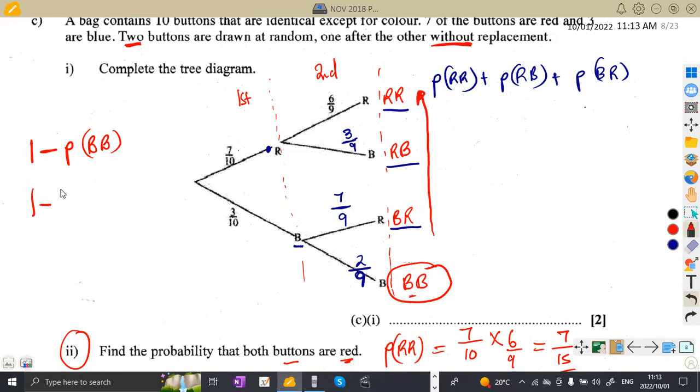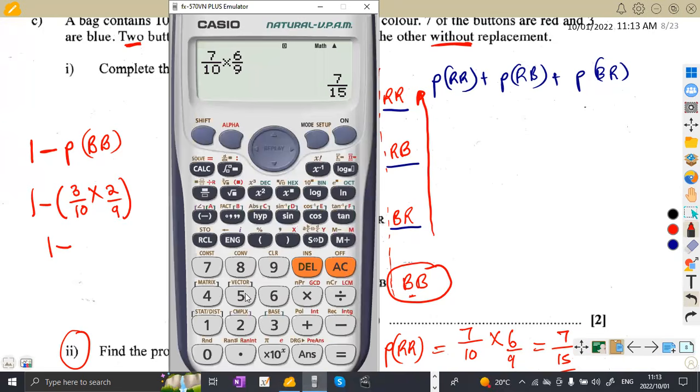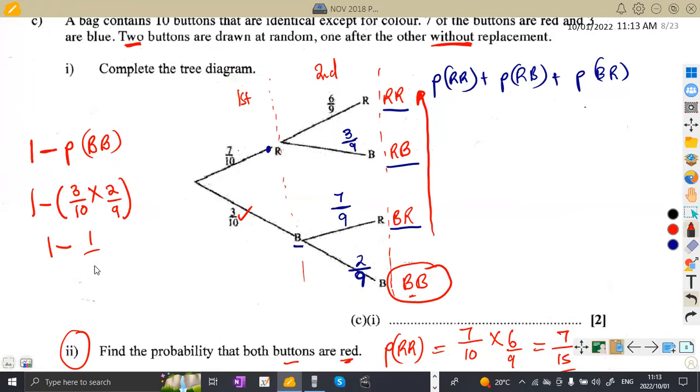So it's 1 minus the probability of picking blue-blue, which is 3 over 10 multiplied by the other blue, 2 over 9. So it's going to be 1 minus 3 over 10 multiplied by 2 over 9, which is something like 1 over 15. So we subtract from 1, and this is going to be 14 over 15, if I'm not mistaken here.